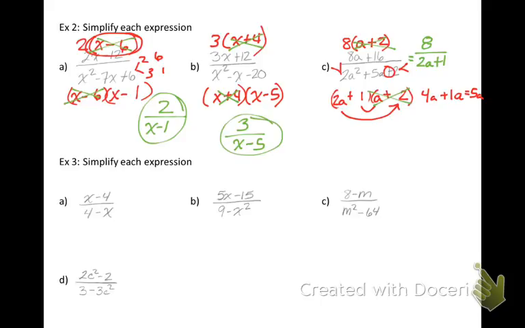All right, now look at A on example 3. The top part, is it in order? X minus 4, is that in order correctly? Yes. How about the bottom part, 4 minus x, is it in order? No. Okay, so listen to how to fix that.